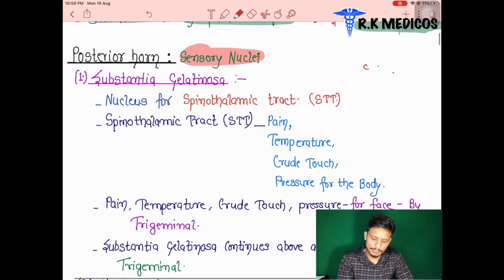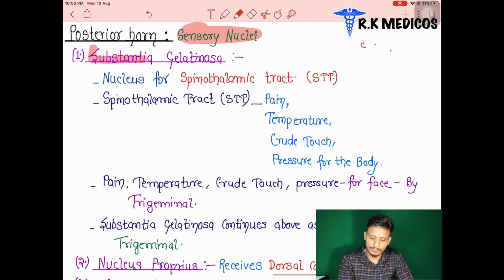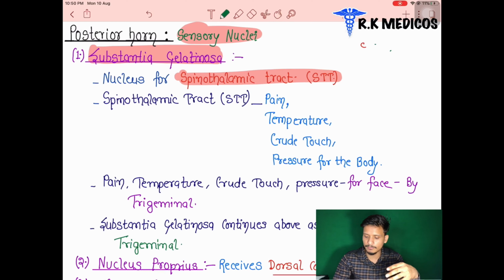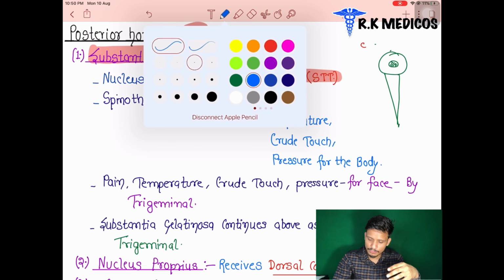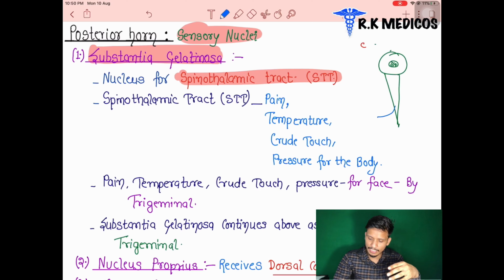Then the first nucleus is substantia gelatinosa. It's located in a sequence. Its function is that it controls the spinothalamic tract. It's so simple. Spinothalamic means suppose that here is the cranium, here is the spinal cord, and suppose here is the thalamus. So these sensory fibers move up from the spinal cord and go to the thalamus and then the cortex.